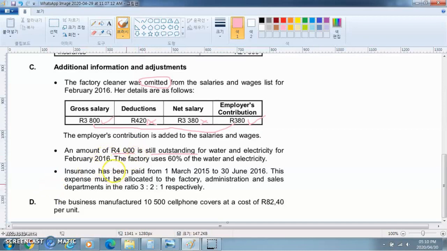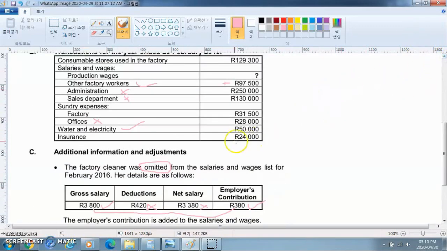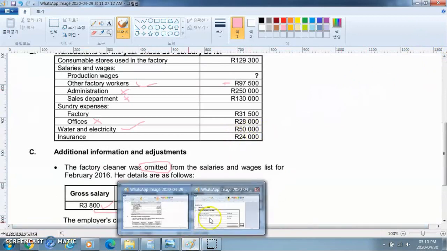So this is 4,000 rand, and then they're saying the factory uses 60% of the water and electricity. I like this. Here they've specified that we have outstanding cost, which is 4,000, but also, don't forget that out of the total amount of money for our electricity, 60% of it is for the factory. You get it? Okay, don't forget this. We have 4,000. We also have 60%. So let's see how much we have here. So this is 50,000. So we are going back to our worksheet.